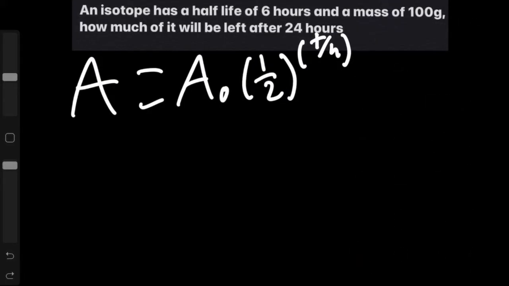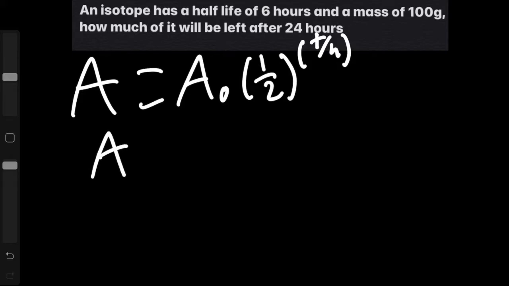Okay, so we're gonna start off with the simple problem. An isotope has a half-life of 6 hours and a mass of 100 grams. How much of it will be left after 24 hours? So as you can see here, we have the formula. So we're gonna start inserting the values.